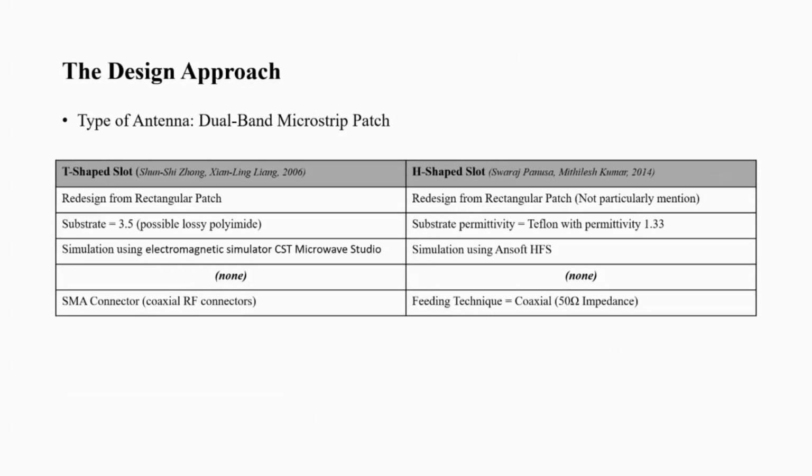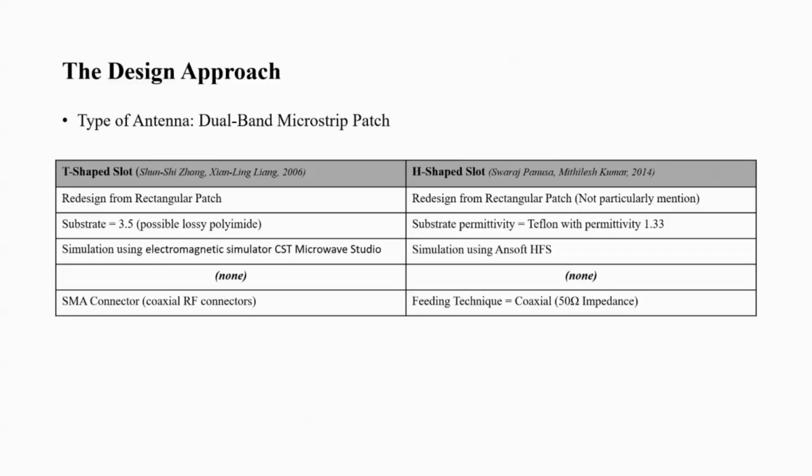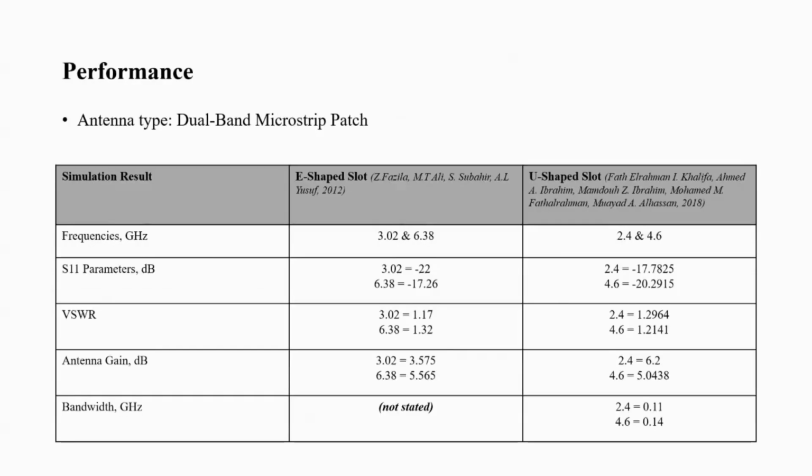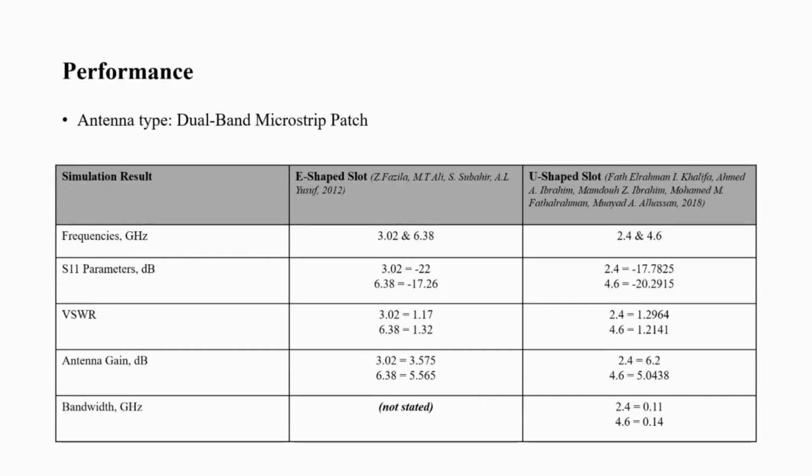Okay. To summarize, mostly they are using a redesigned rectangular patch antenna with the coaxial feeding technique. The substrates vary according to the author's preference, and they use two types of simulation, which are CST and Ansoft HFSS. Also, the second property we are measuring is the performance. Okay, the performance of the three related journals compared with the article given from the lecturer.